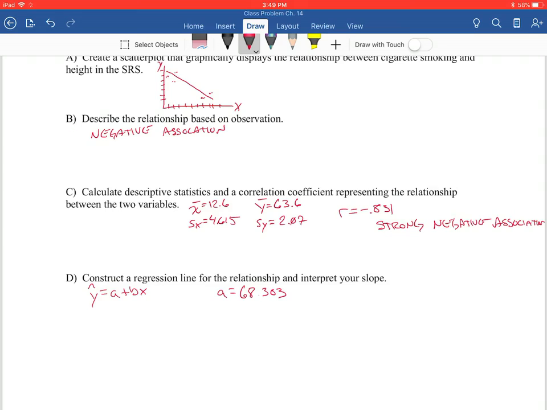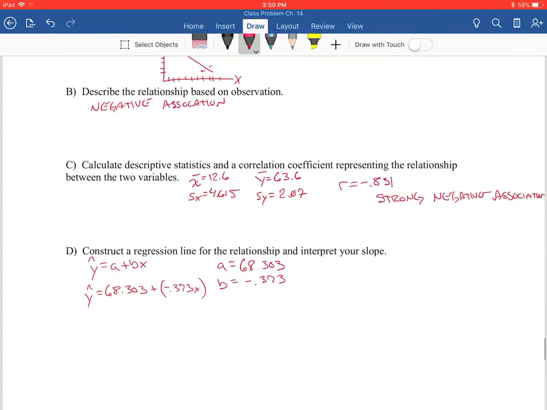A is going to equal 68.303, and your B will equal -0.373. So when you construct a regression line, your y hat is equal to 68.303 plus -0.373x. And then how do we describe it? It does ask us to interpret our slope.